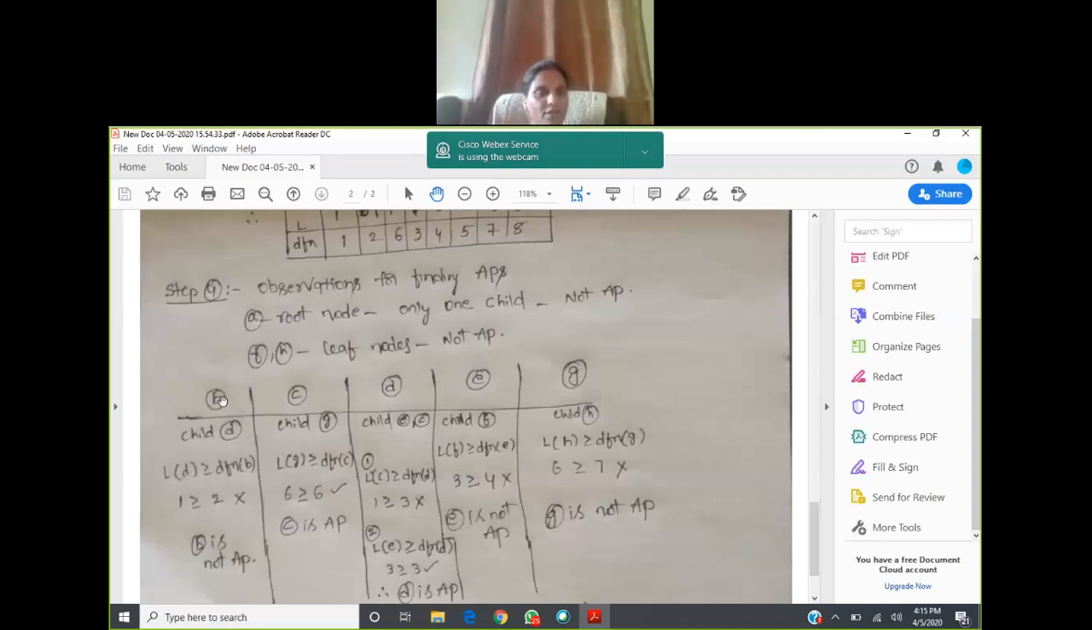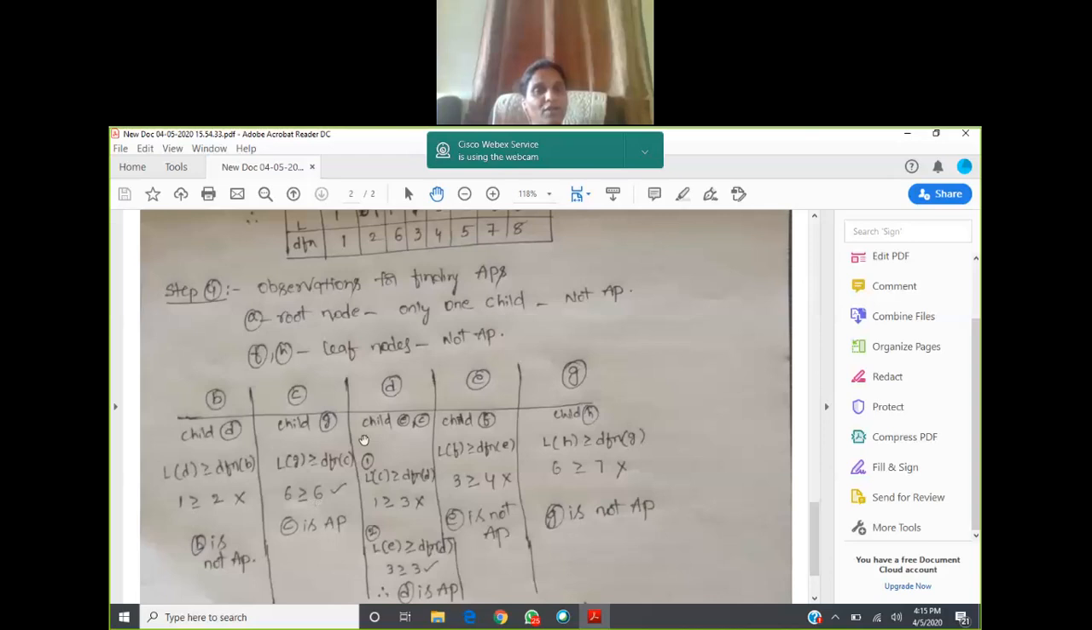So B is having one child. So L of D is greater than or equal to DFN of B? The condition is not satisfied, so B is not an articulation point. Similarly, calculate for C. C is having one child. So L of G is greater than or equal to DFN of C. Here the condition is satisfied. So C is an articulation point.